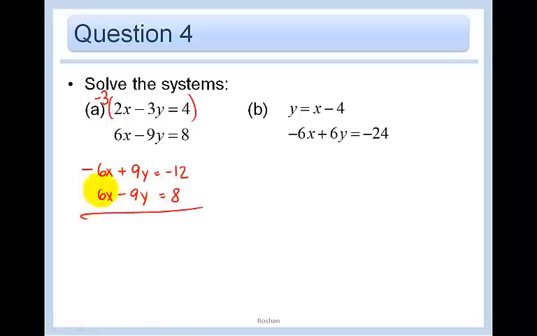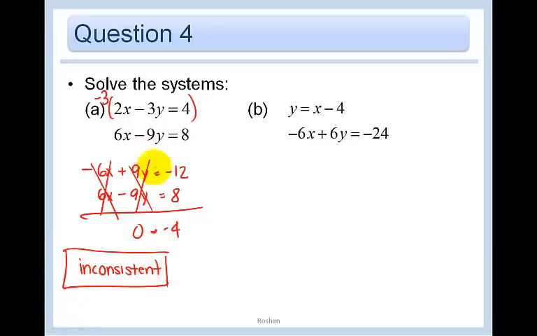Add them up, and we get 0 equals negative 4. When's the last time you heard that 0 was equal to negative 4? Not in my lifetime. No, so these would be inconsistent. In other words, they're going to actually be parallel lines. If you put them both in y equals mx plus b form, you would see that. So these are inconsistent. There is no solution.